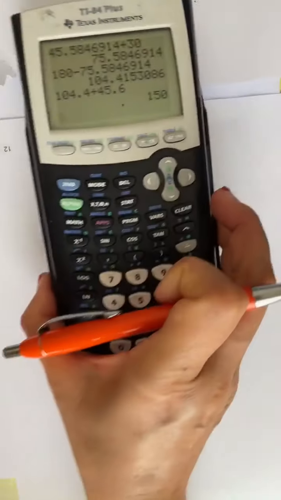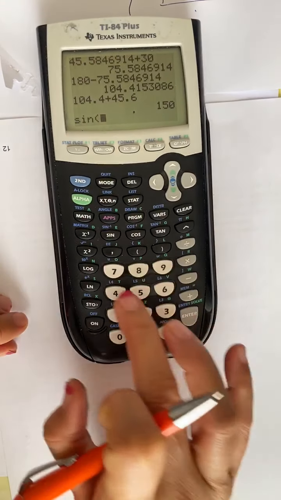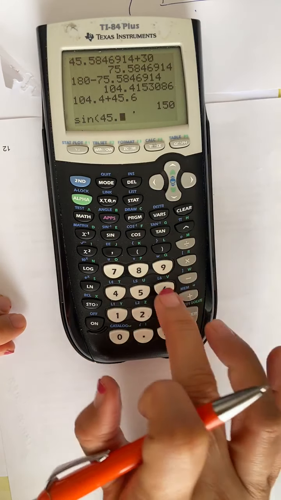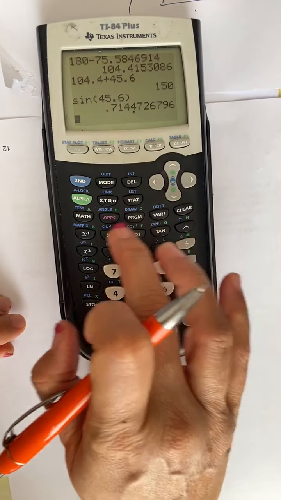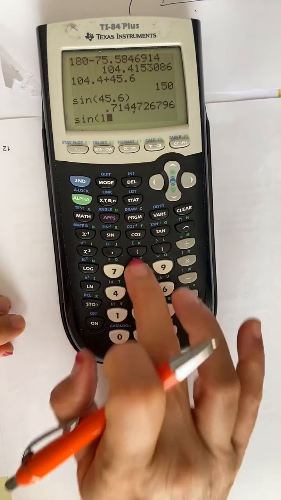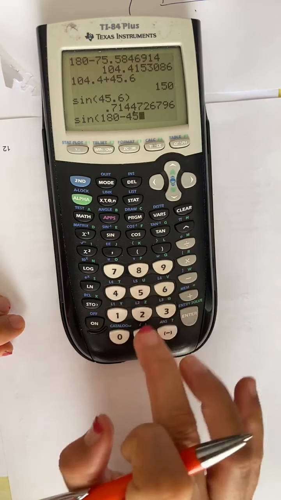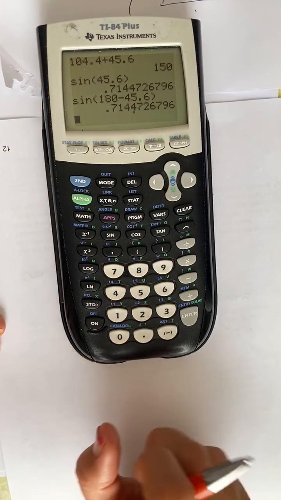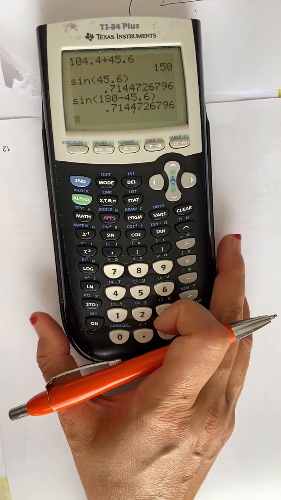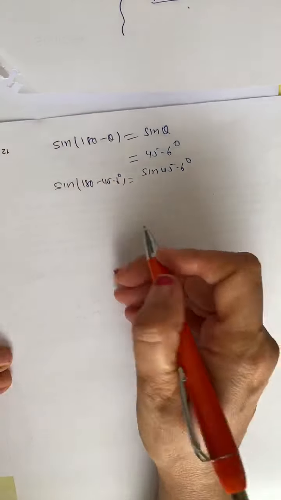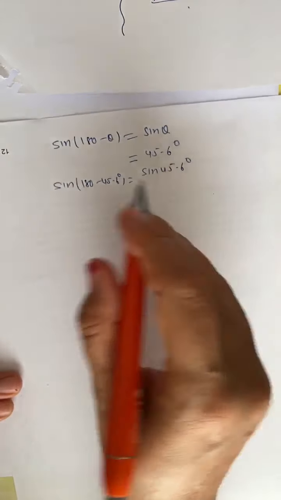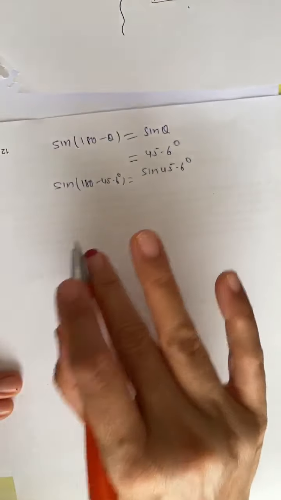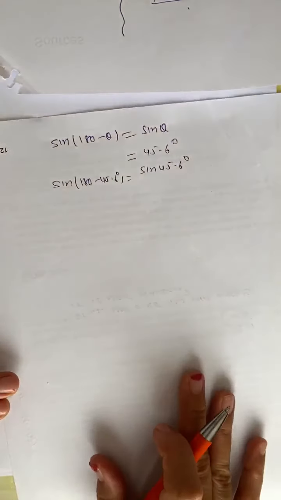Let me show you. If you have sine 45.6 and then sine of 180 minus 45.6, this is the same. So you can see the values are the same. We did use it, and I know that we haven't talked about this much. I'm going to revisit it, as I said in the previous video also.